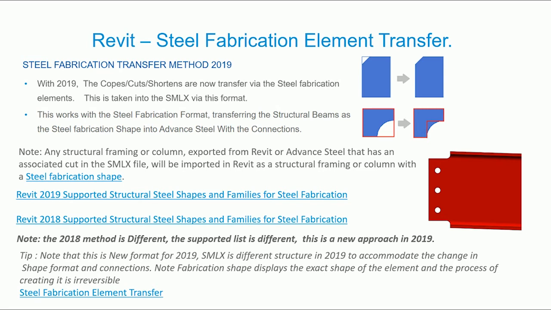Just note that this method is different from 18 to 19, and there is a new approach in 19, and it can throw you a little bit if you've not seen it before. The SML structure is different in 19 than it was in 18. I don't think it will work as a backward transfer now because of the introduction of these new tools for steelwork. And note that once you've changed the section to the steel fabrication type inside Revit, even if you delete the connection, the beam type will remain as that fabrication shape reference. It's not reversible as far as I know.